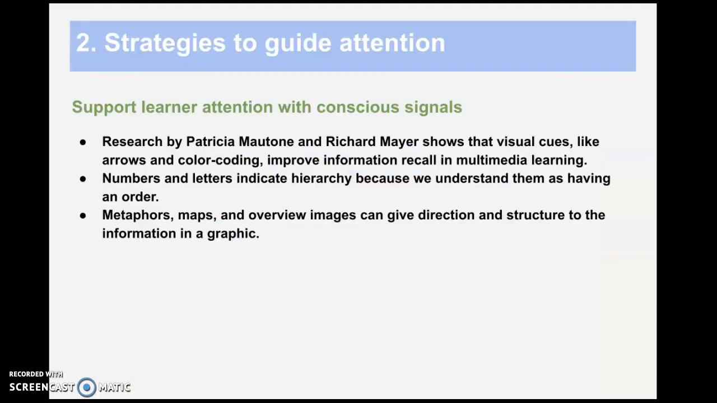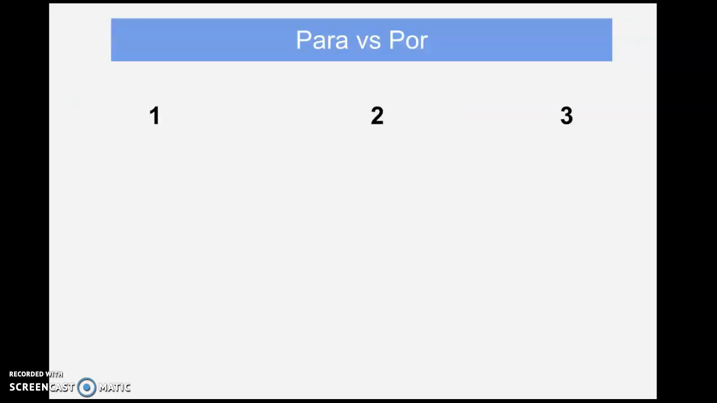Strategy number 2, strategies to guide attention. Support learner attention with conscious signals. Research by Patricia Mattone and Richard Mayer shows that visual cues like arrows and color coding improve information recall in multimedia learning. Numbers and letters indicate hierarchy because we understand them, because we already are familiar with them as having an order. Metaphors, maps, and overview images can give direction and structure to the information in graphic.